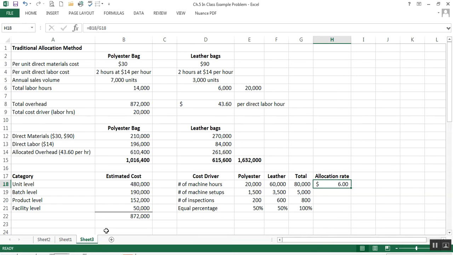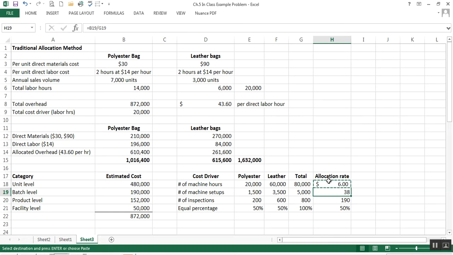So under the traditional method, it's just one cost, one driver, which in this case was labor hours. Under the activity based, you're looking at each activity and coming up with a rate for each individual activity. So it's the total cost at the batch level divided by the cost driver, which is the number of setups. And then we have the product level cost divided by the number of inspections. And then we have the facility level times the allocation of 50%. Sorry, it's just 50%. That's the allocation rate. Okay?